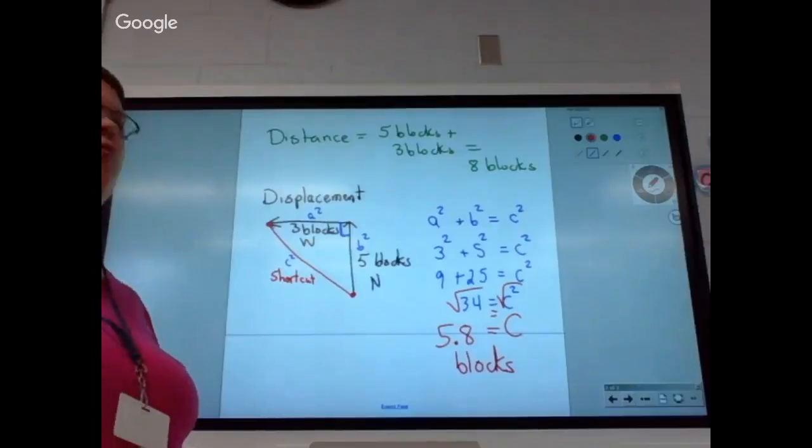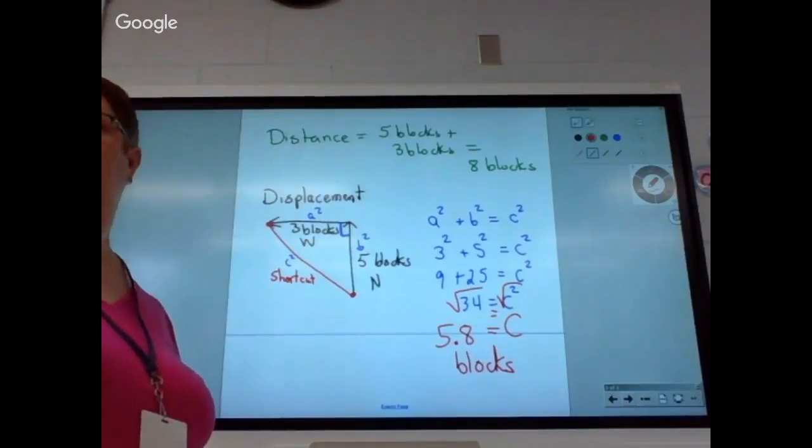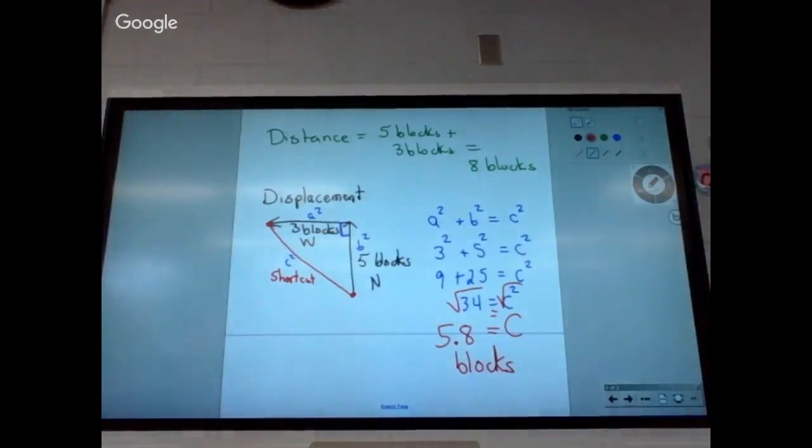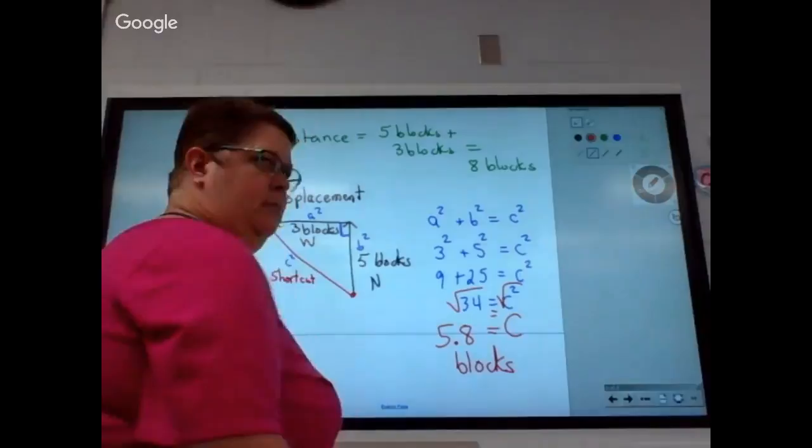So is it worth taking the shortcut? Yeah, we cut off 2-point-something blocks. For us hefty size girls, that's a lot of walking I just saved myself. Okay? I can't stay this size of exercise too much. Does that make sense? Okay, let's try another one.